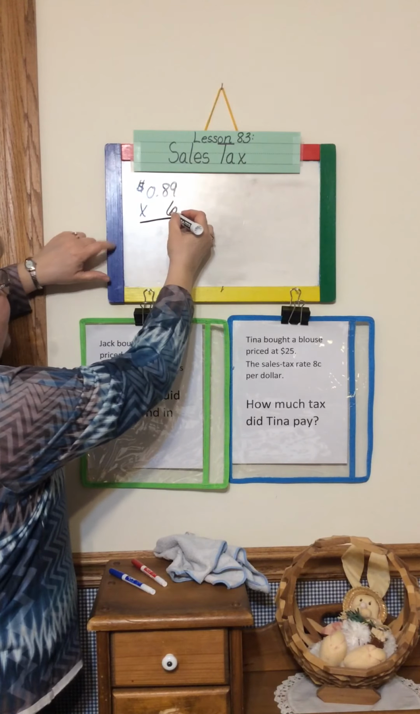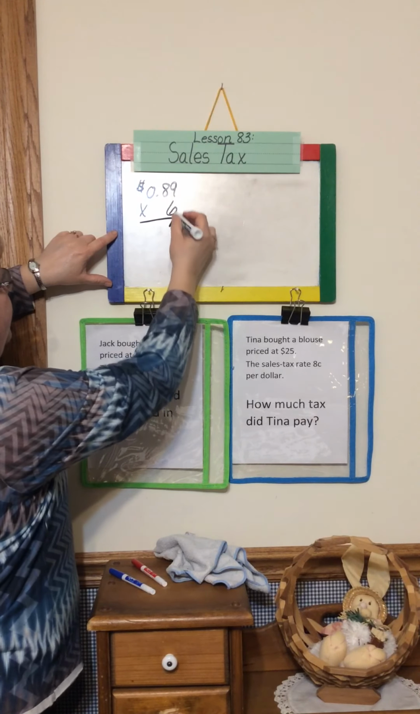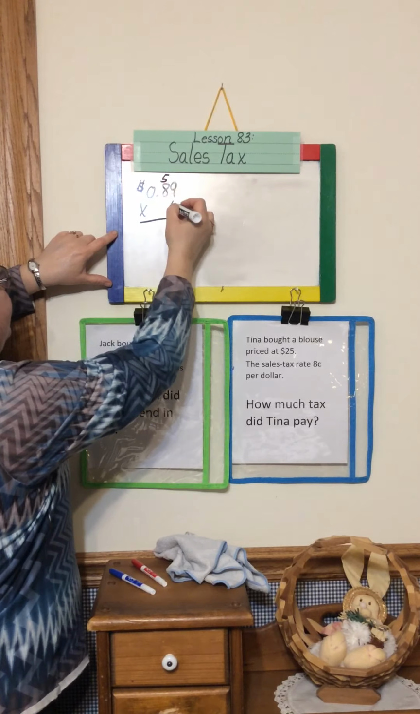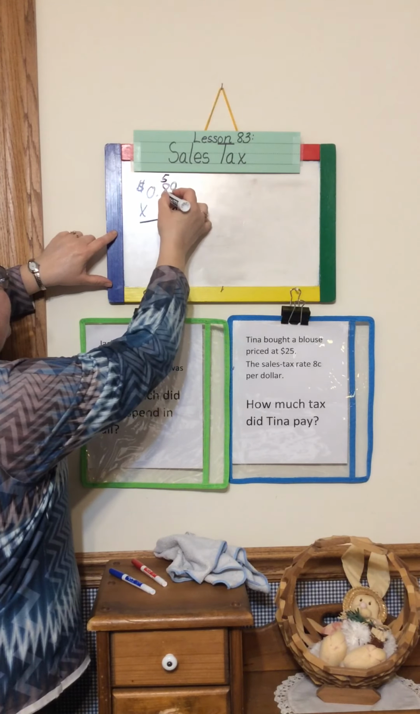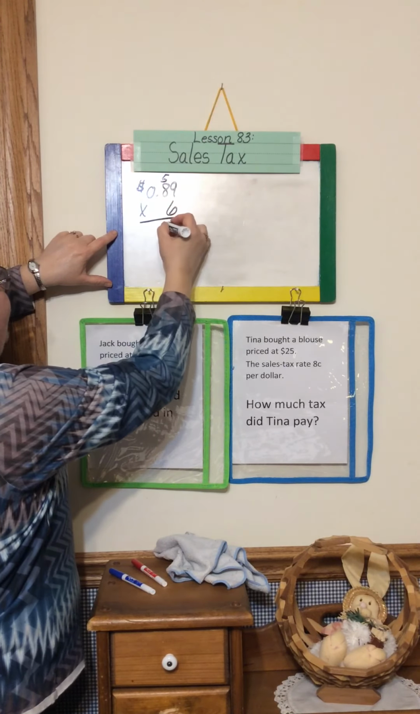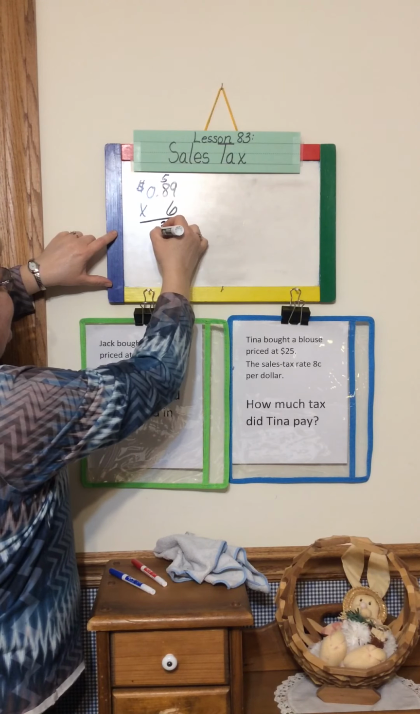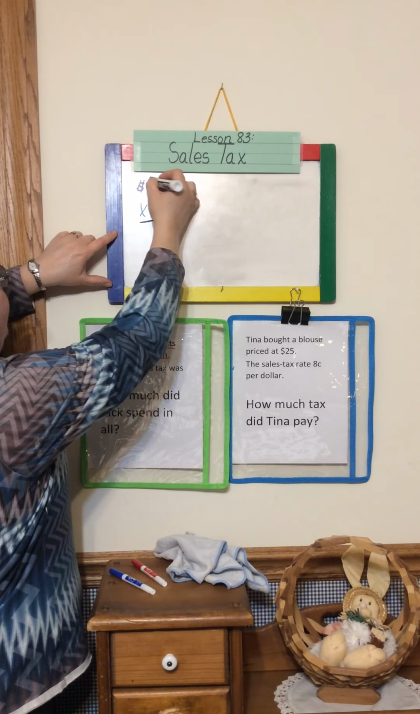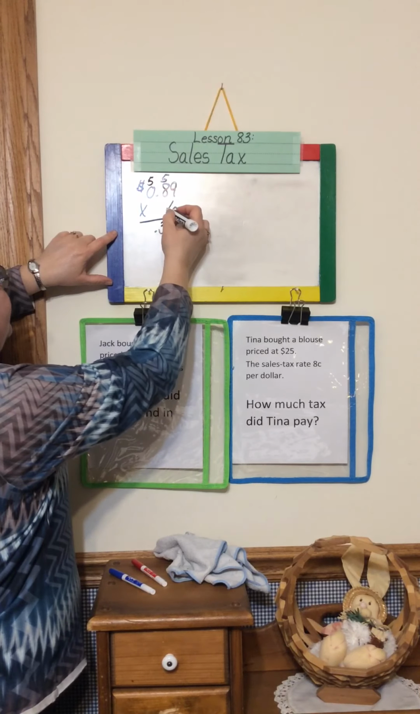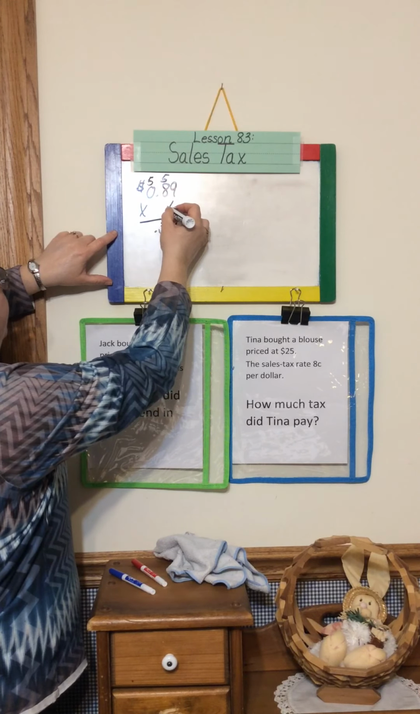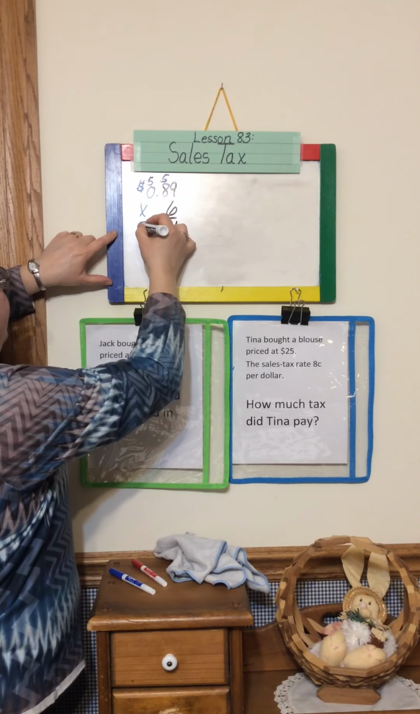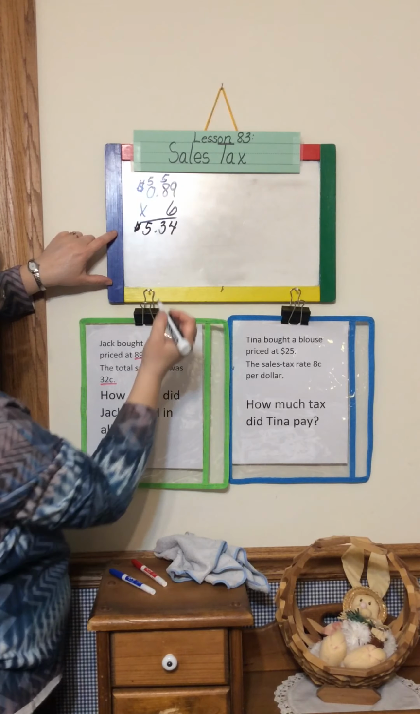6 times 9 is 54. We put the 4 in the 1s, the 5 into the 10s. 6 times 8 is 48 plus 5 is 53. And put the 5 here. 6 times 0 is 0 plus 5 is $5.34.